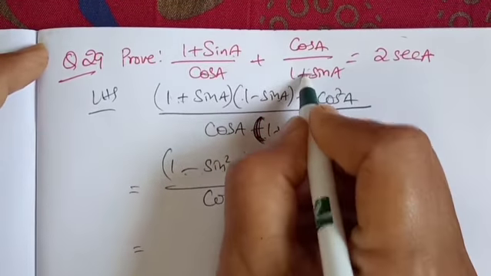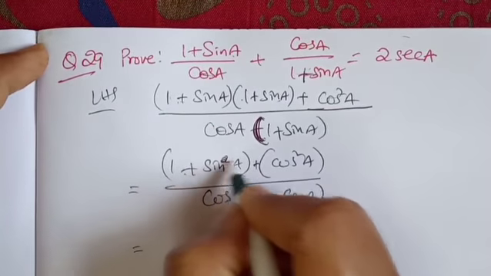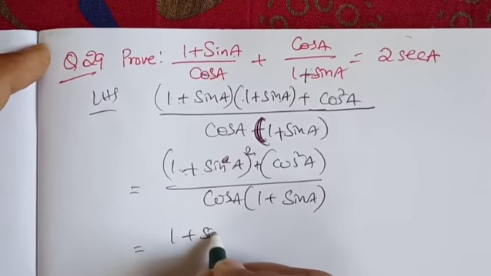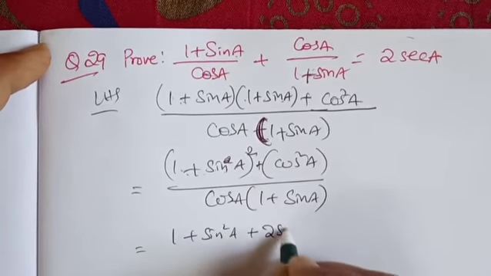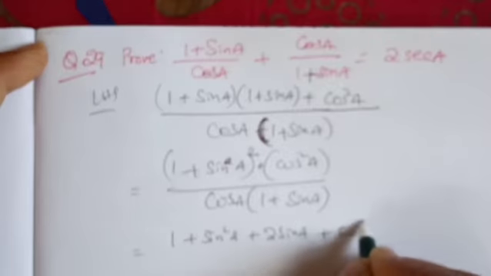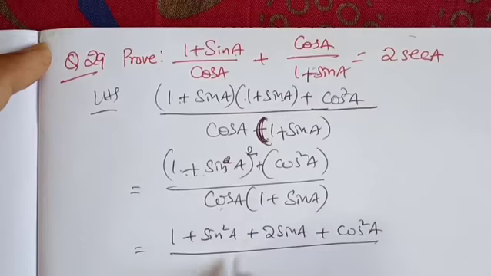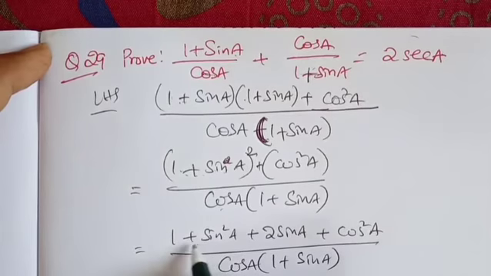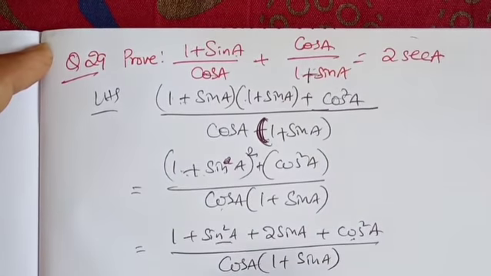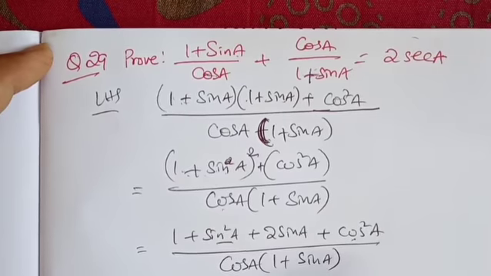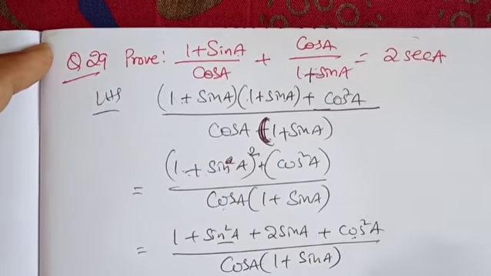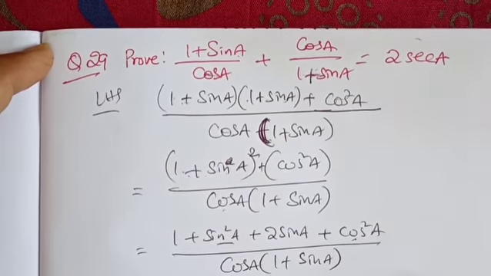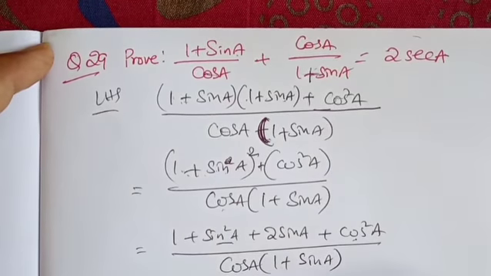Okay, this is plus, then this is also plus, then this becomes a whole square. 1 plus sin A whole square means we have to expand: 1 plus sin square A plus 2 sin A, plus cos square A, and by cos A we keep it the same. Sin square A plus cos square A is again 1. We will write in one place sin square A plus cos square A plus 2 sin A by cos A into 1 plus sin A, and this is again 1.